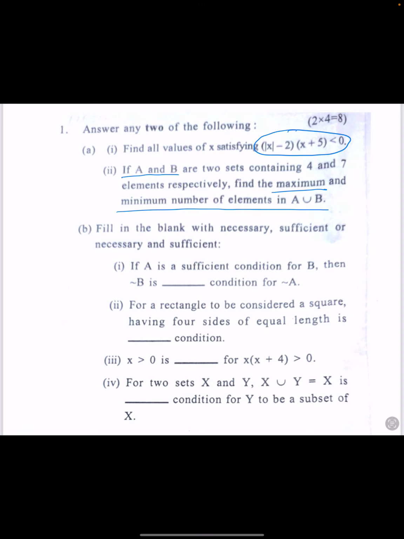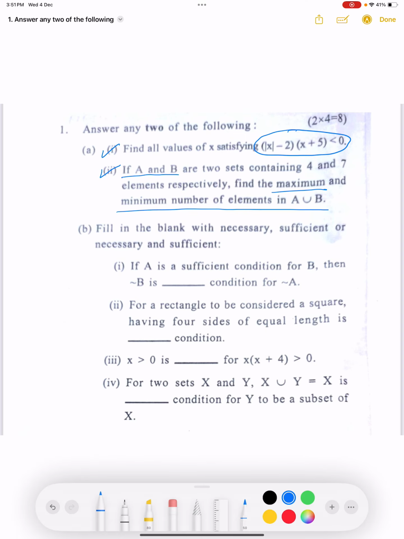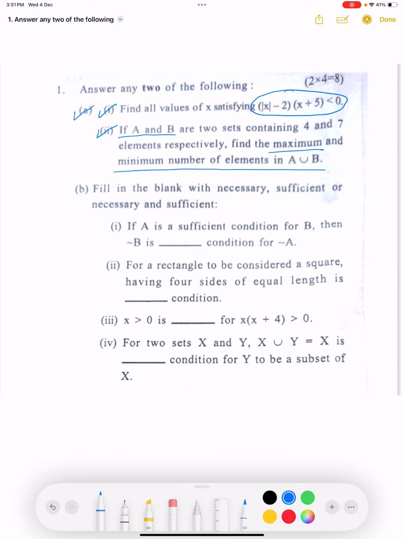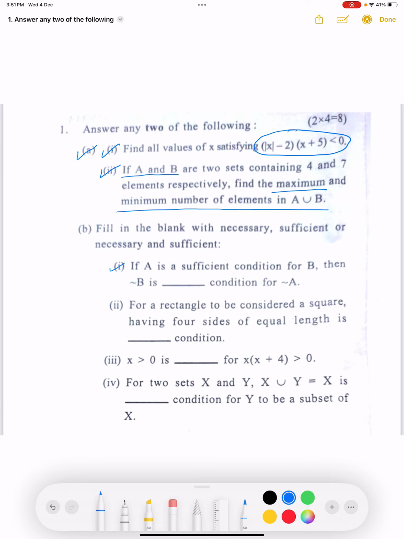Okay, so we are done with question 1 A part and B part. Now question 1 A part, first and second. Now looking at necessary and sufficient conditions. Looking at part 1, if A is a sufficient condition for B, then not B is a dash condition for not A. So we know if A is a sufficient condition for B, which means B is a necessary condition for A, which further means not B is a sufficient condition for not A. So it is a sufficient.